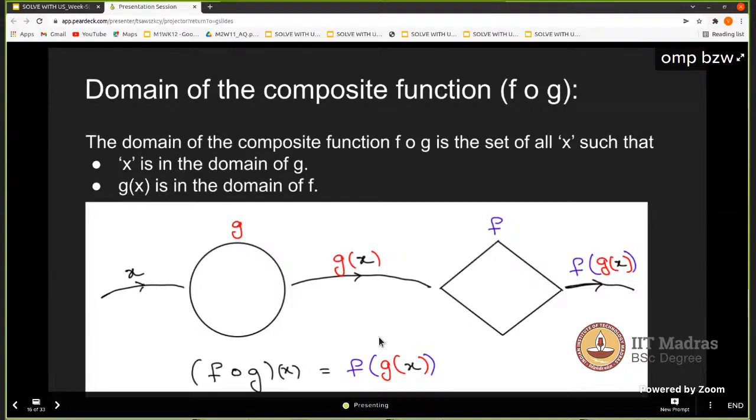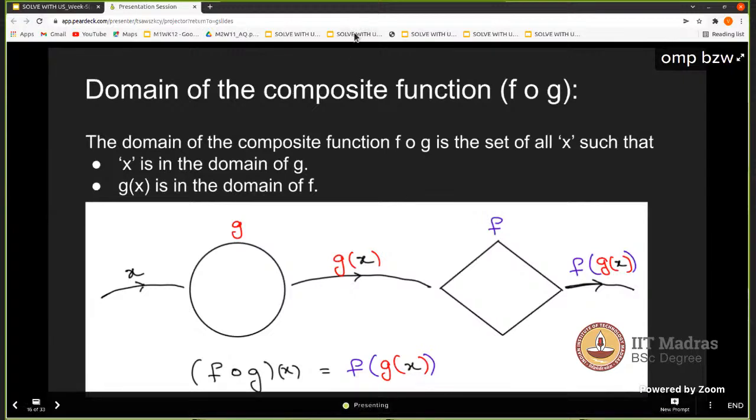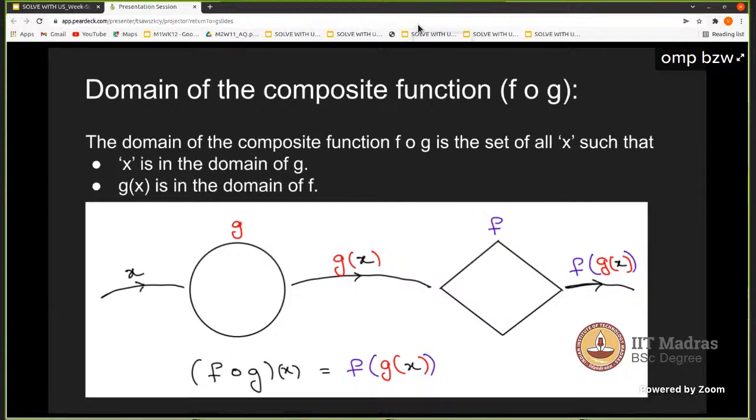So why are we bothered about this domain and the range of f of g of x? I want to know the practical importance of this. Why are we worried? I do agree that any function has a domain and a range, but why are we bothered?